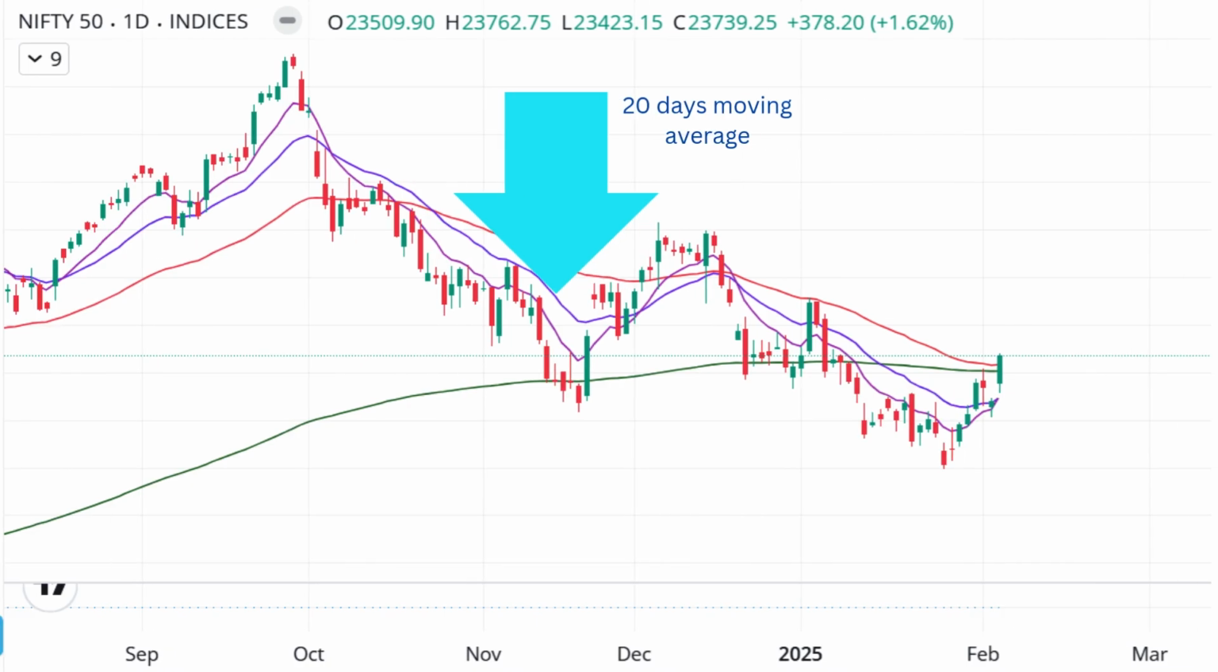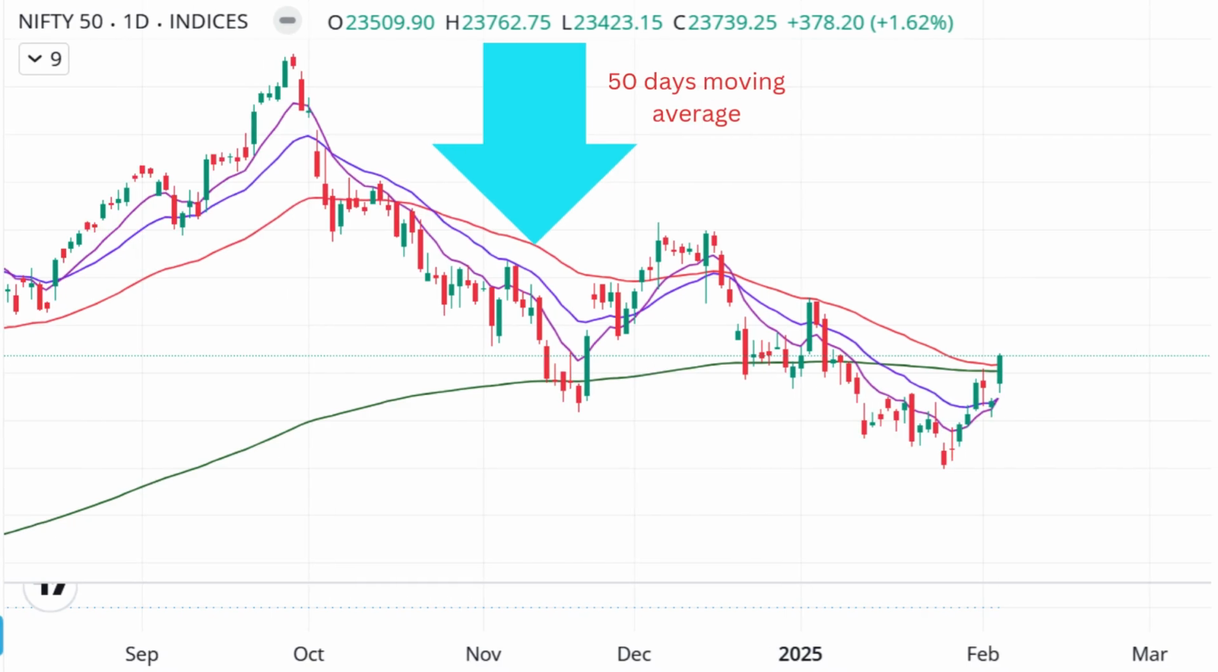The 20-day moving average, 20DMA, generally acts as a resistance level. When the stock price is below the 20DMA, it is difficult to break above it. If the stock surpasses it, it may signal a potential uptrend.